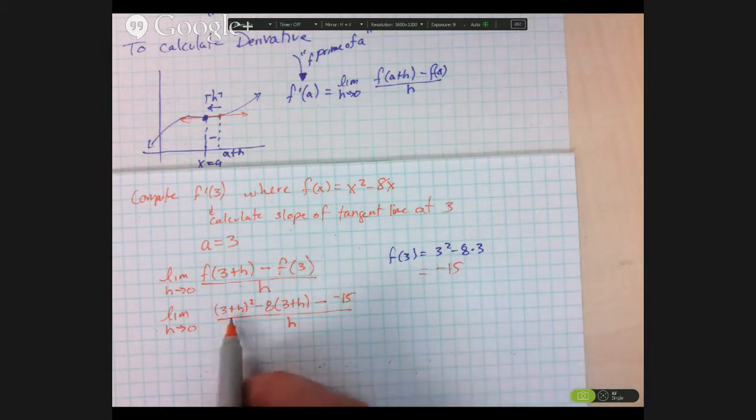Okay, FOIL that out. Distribute. 9 plus 6h, 8 squared.